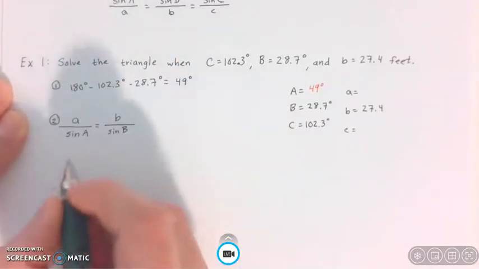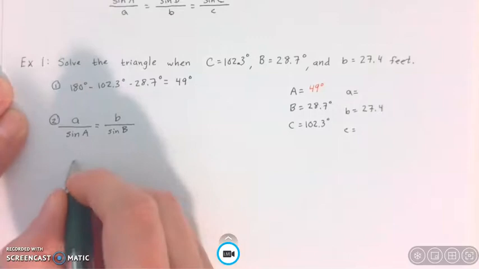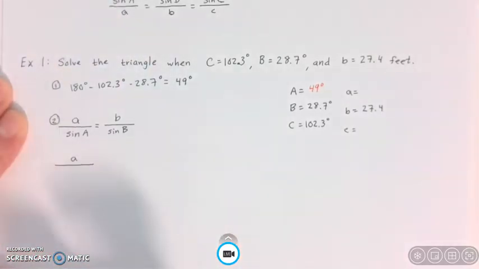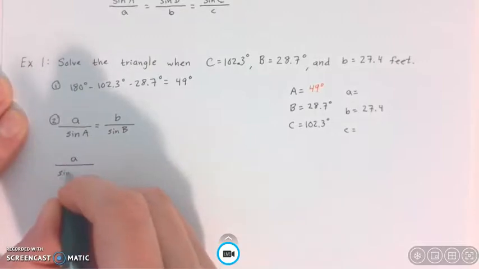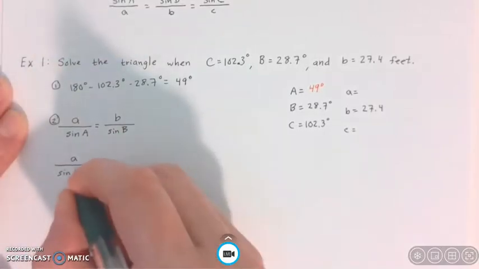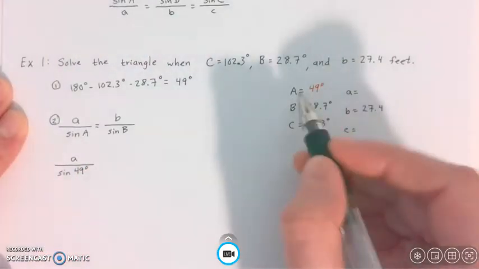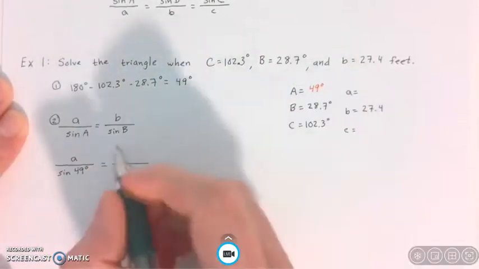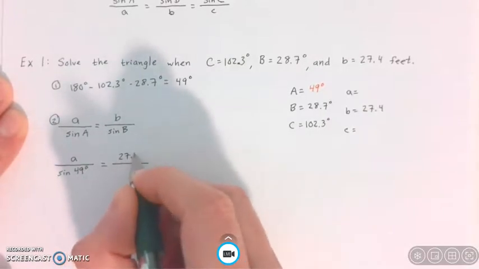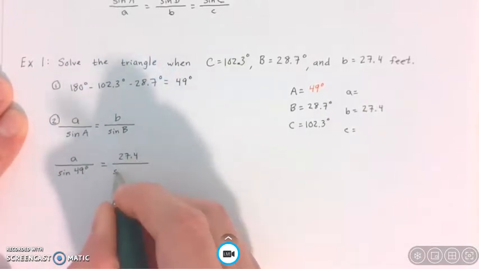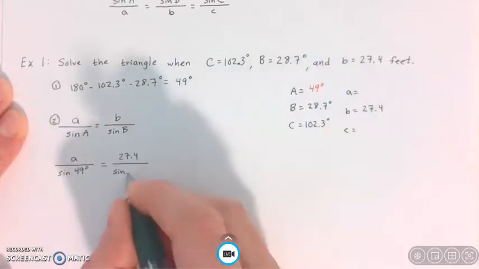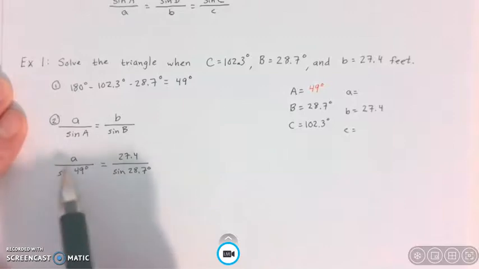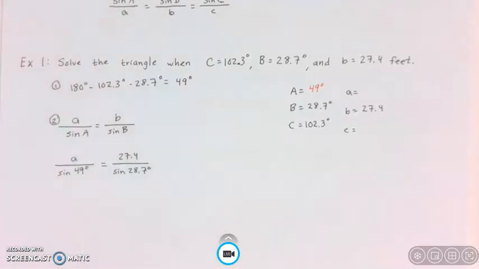So let's go ahead and plug in what we do have. We still don't know what the numerator is going to be, so side A, but I do know that this denominator is going to say sine of 49 degrees, right? That's my angle A, equal to side B, which is 27.4, over sine of angle B, which is 28.7 degrees. So now I just need to solve for this variable right here.